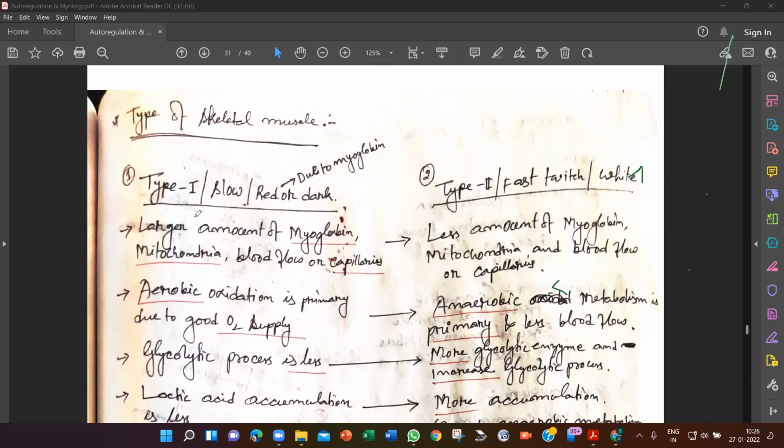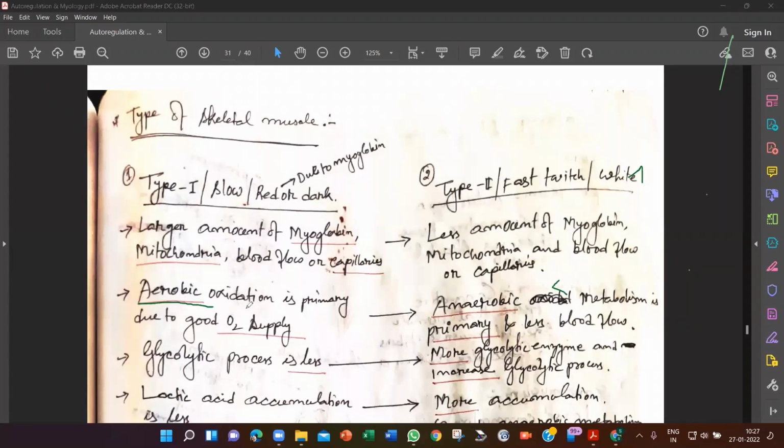Type 1 is also called slow twitch, or red or dark muscle, because it is red or dark due to the myoglobin. And type 2 is fast twitch, white muscle. Type 1 has a larger amount of myoglobin, and more mitochondria and blood flow, or capillaries. So there is more blood flow to this muscle. Type 2 has less myoglobin, mitochondria, and capillaries. The blood flow is less compared to type 1.